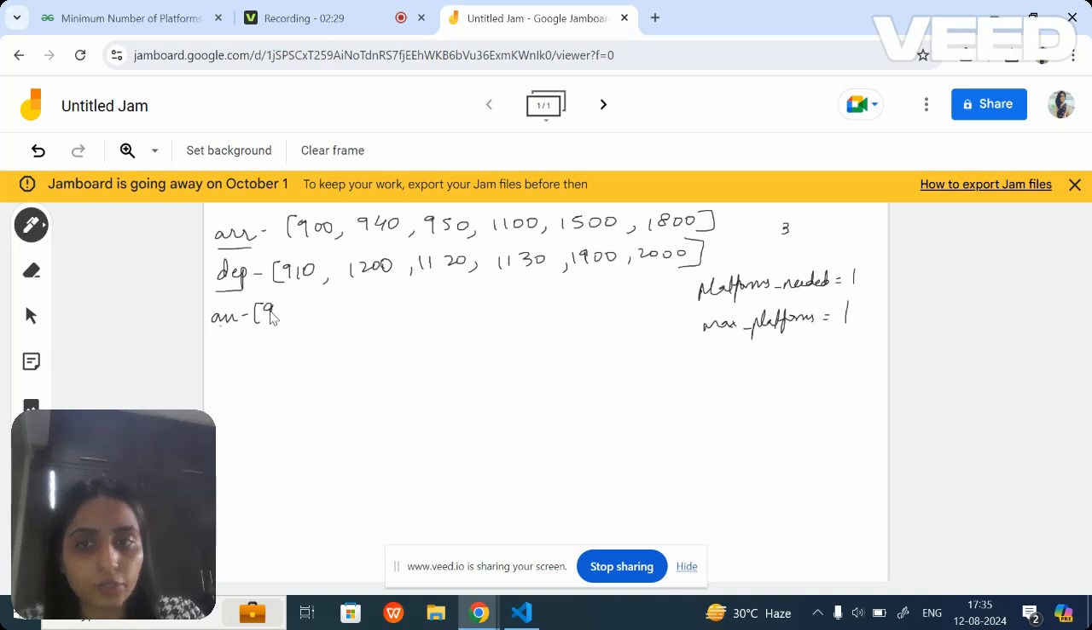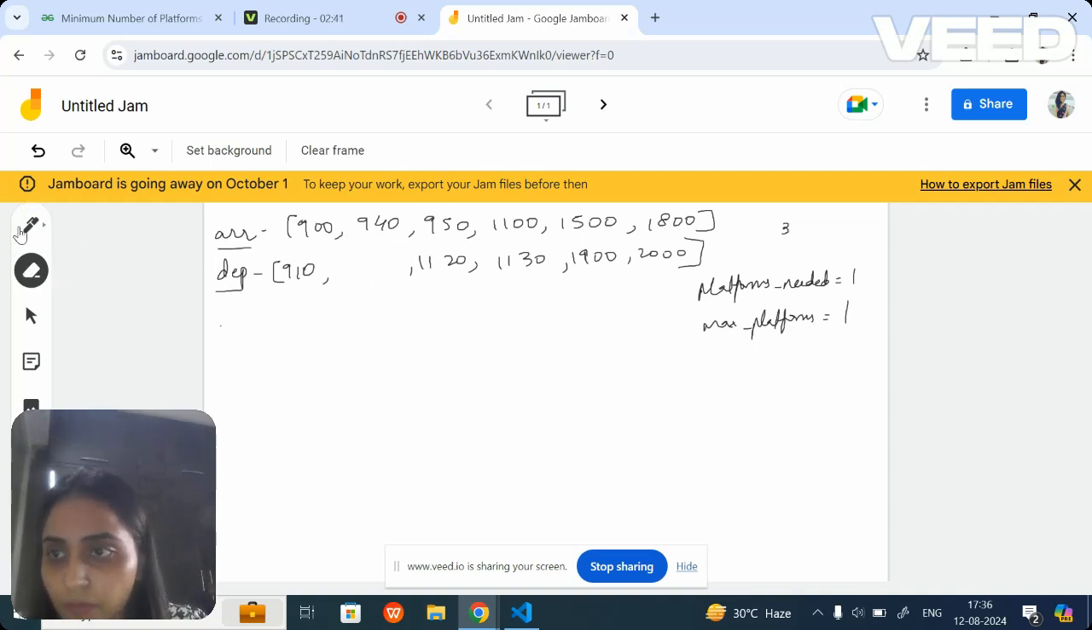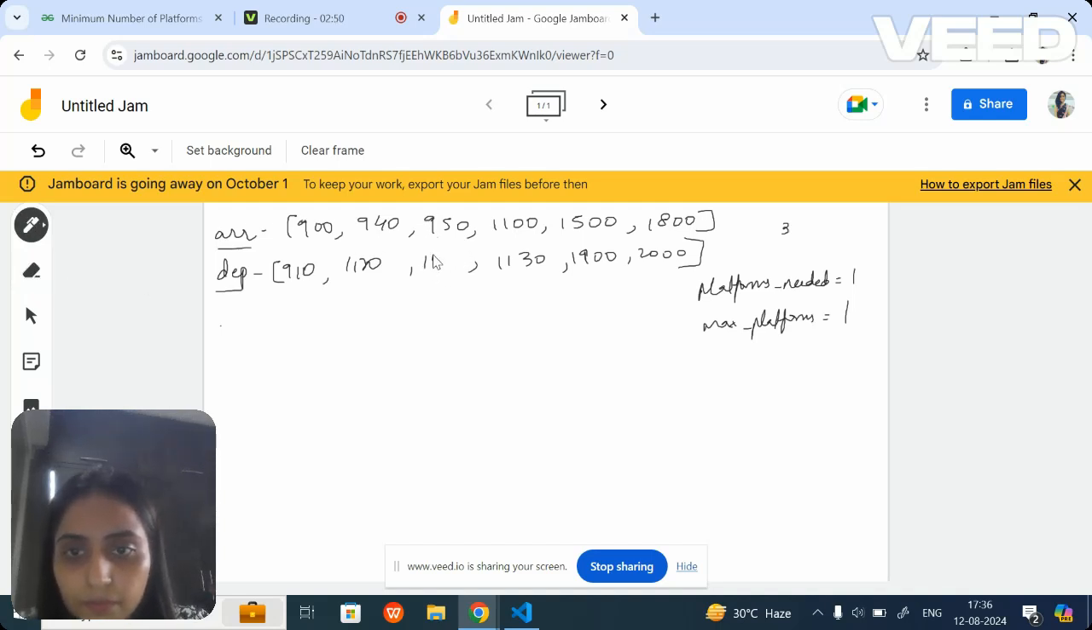So now another thing, we will basically sort it. If you see, the arrival has already been sorted. We just have to sort the departure. So 11:20 comes here, I'll just sort it off. 11:30 comes here, and 12 comes here. Now this is in sorted order.